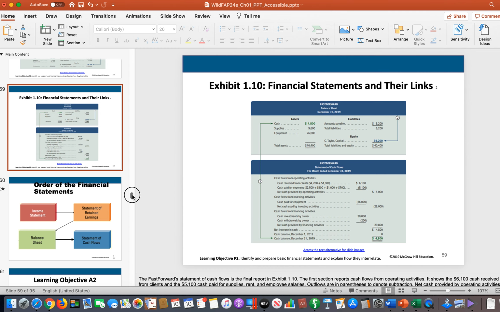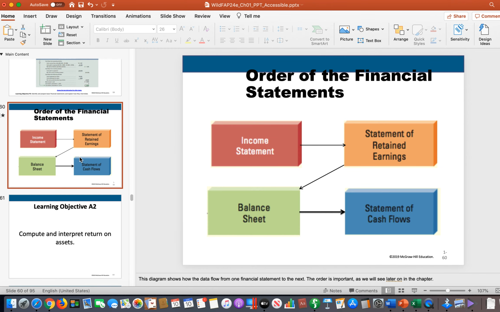So, as you can see here, this is the order. Income statement, statement of retained earnings, which is the same as the statement of owner's equity. Okay? I took this slide from another book, and that book dealt primarily with corporations. And for a corporation, we call it the statement of retained earnings, but it provides the same or similar information as the statement of owner's equity. Then the balance sheet, then the statement of cash flows.